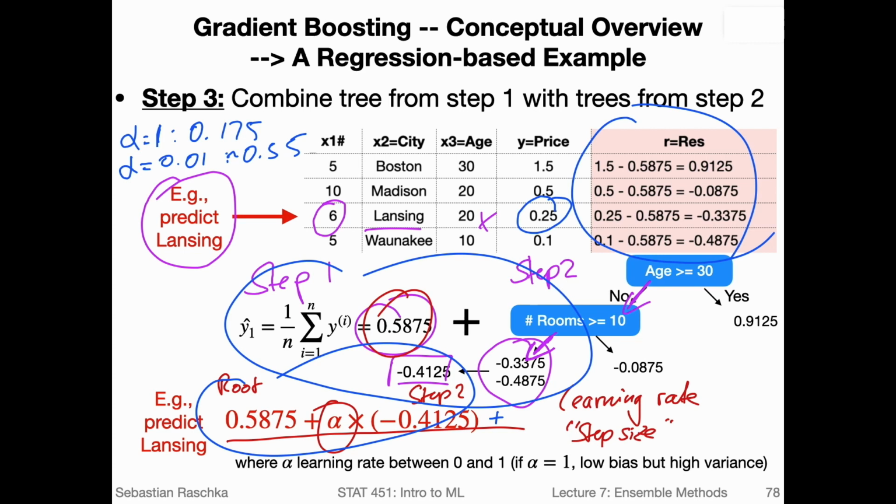So you start with a very simple tree, the root node, make a prediction, and then based on the errors of the root node, you compute these residuals, and then you fit another tree on the residuals. For the prediction you combine the root node with this second tree, but then you can compute again the residuals from the combined tree and fit a third tree, and so forth, and you can keep repeating that procedure until you reach a desired number of trees.